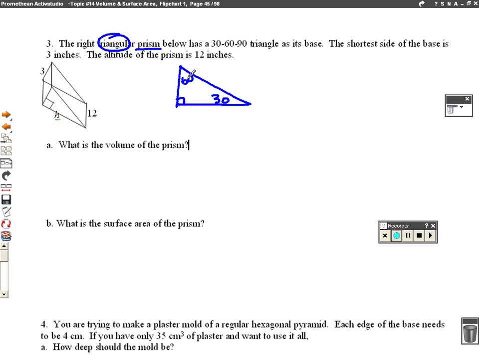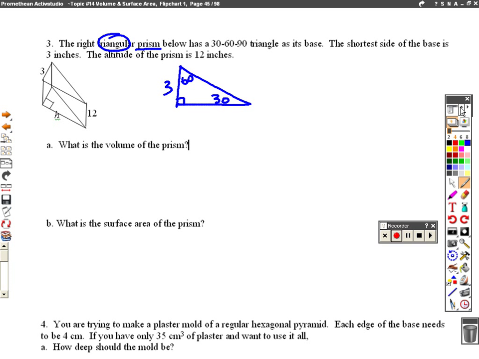And I'm told that the shortest side of the base has to be 3. So the shortest side will be opposite the 30 degree angle, which will be right here, 3. And if I go ahead and label according to the special right triangle pattern that we've seen many, many times, the side opposite 30 is x, opposite 90 is 2x, and opposite 60 is x root 3. So if x is 3, then opposite the hypotenuse will be 6, and this will be 3 root 3.